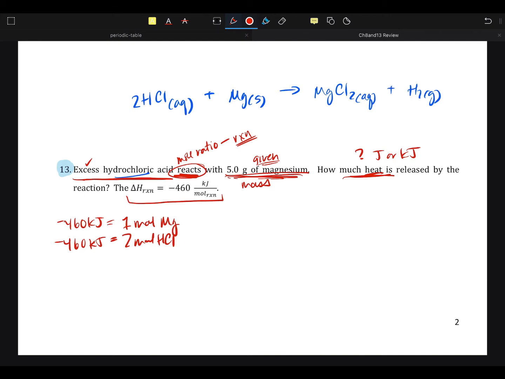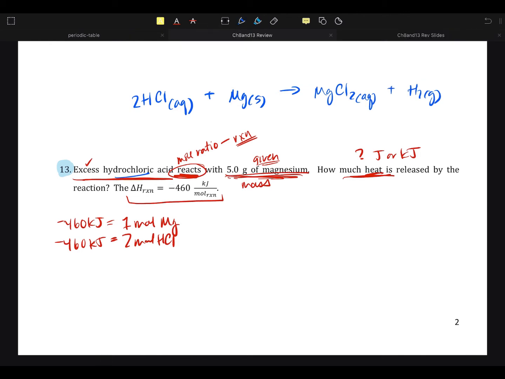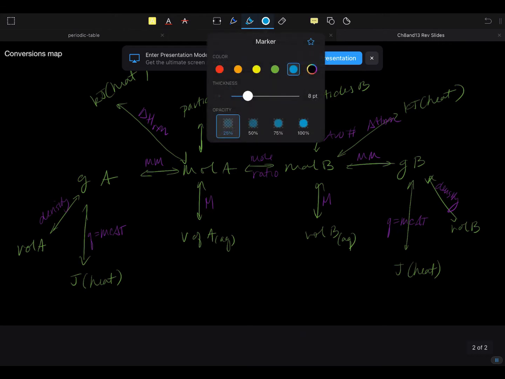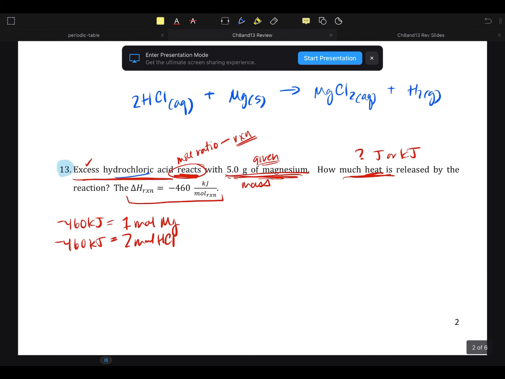All right, so now going back to the problem, I need to get to heat from my mass of magnesium. If we think back to what we were doing earlier, working with that roadmap from the previous one, we are given a mass to begin with, mass of magnesium. So we're going to call that A, and we are trying to get to a heat of reaction, which means we're going to have to go from grams of A to moles of A, and then what else did I say? How much heat is released by the reaction?